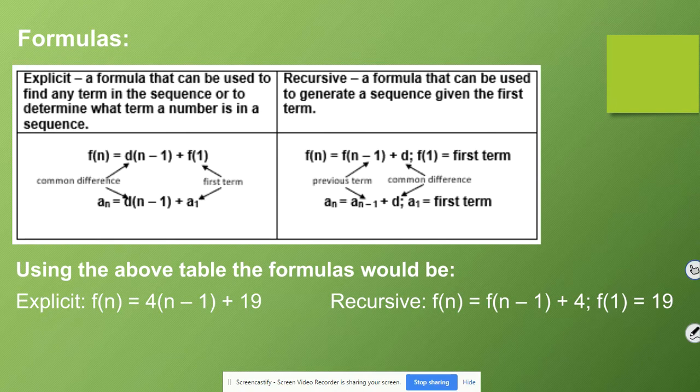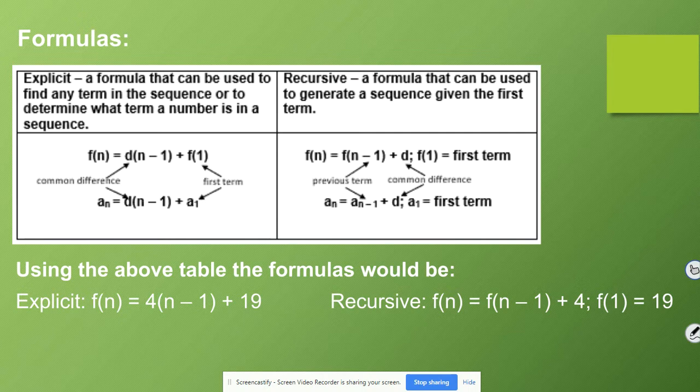So there are some formulas here that we need to know. All of these are very similar to the linear function rule y equals mx plus b, and I'll show you why in a little bit. So an explicit formula is a formula that can be used to find any term in the sequence or to determine what term a number in the sequence is. So again, these look a little tricky, but stay with me. I think you can get it.